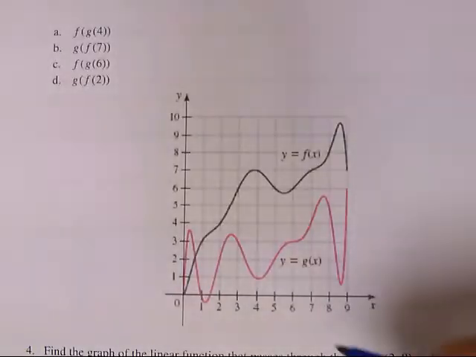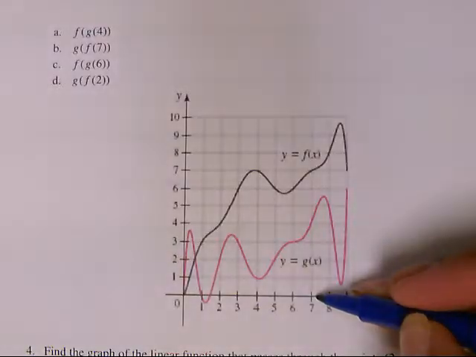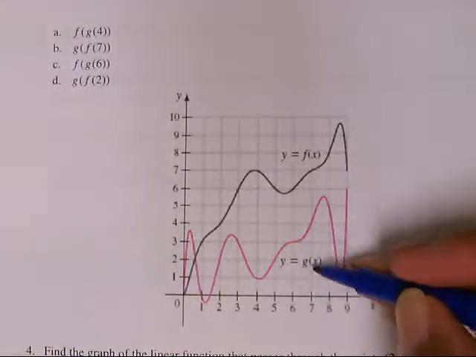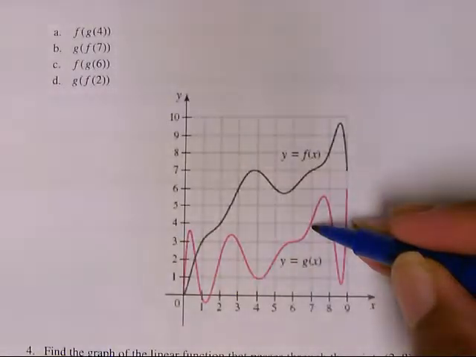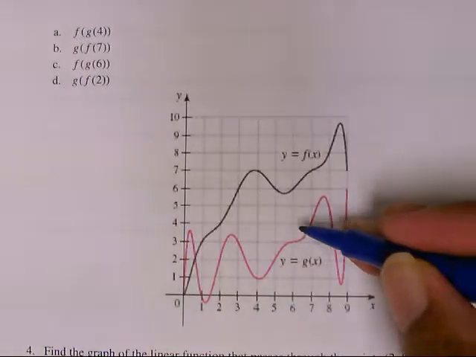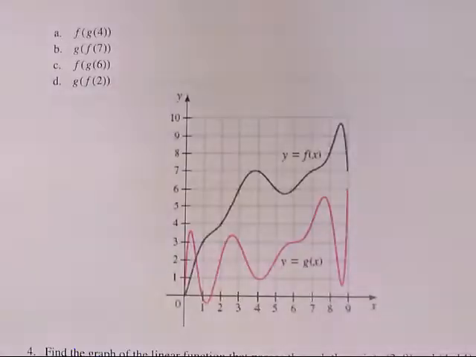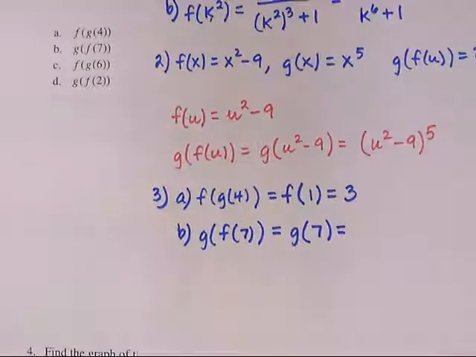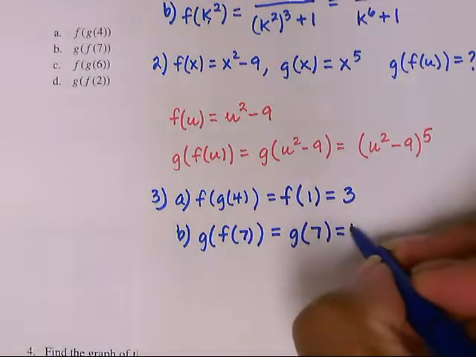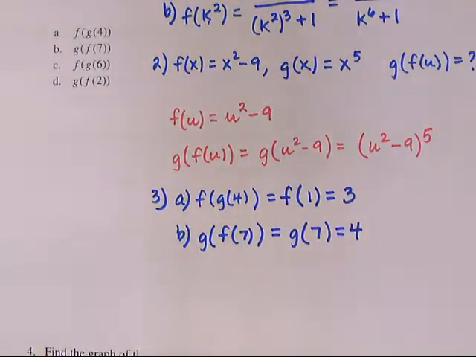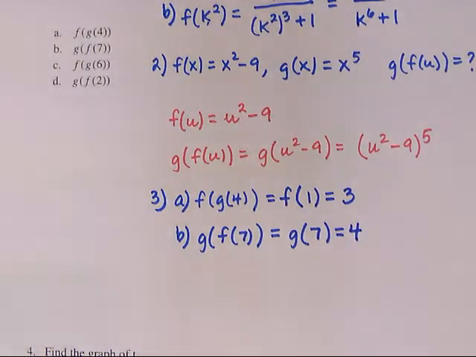Alright, let's go to 7 here. The g of x is this red graph that you see. And it's going to be that point right there. At 7, the y value is going to be 4. So in this case here, g of f of 7 will equal 4.